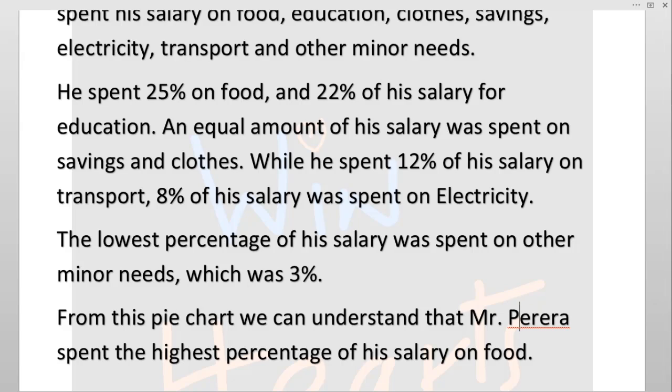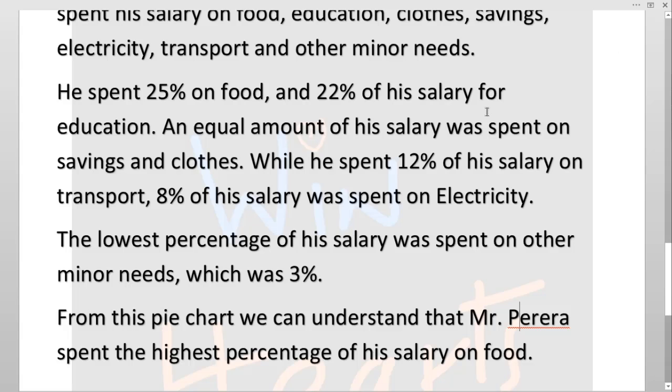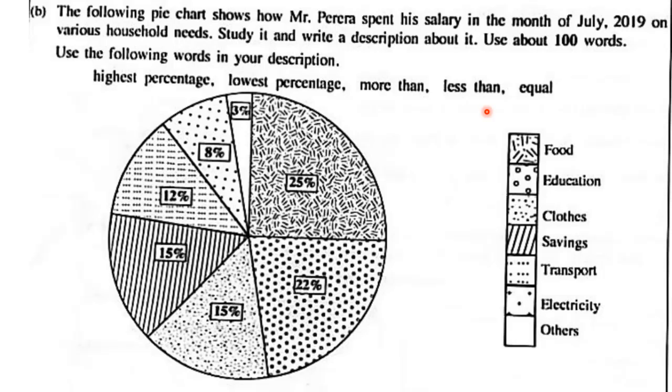So this is a method that is not the same as what I explained before. Earlier I told you you can use the highest percentage, lowest, more than, less than and equal. But in this case what I have written is something else. So let me explain what I have done and what you can do as well. The first thing you can do, my dear children, is just copy the first line and paste it. First line, the following pie chart up to needs. But if they say about a school, you can write the name of the school as well.